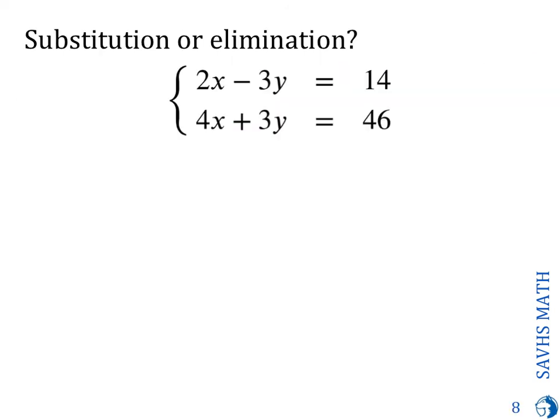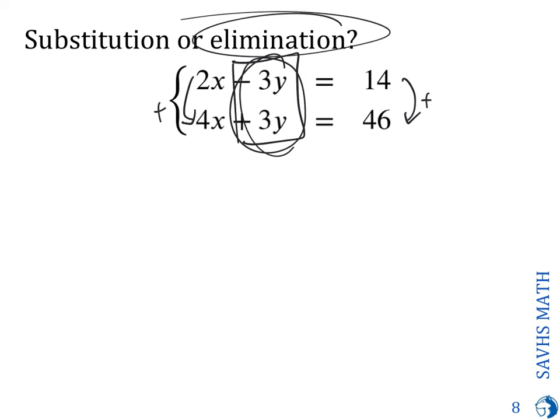The question here is, what is the best strategy for this problem? Substitution or elimination? For this one, because I see this opposite pair of coefficients, I know right away if I take these two equations and add them together, then I will eliminate the 3y and the negative 3y. So elimination works really well for this one. You certainly could get x or y by itself in either equation and then solve that way. And that would work too. There's nothing wrong with that. This one just seems a little bit more efficient to do elimination.